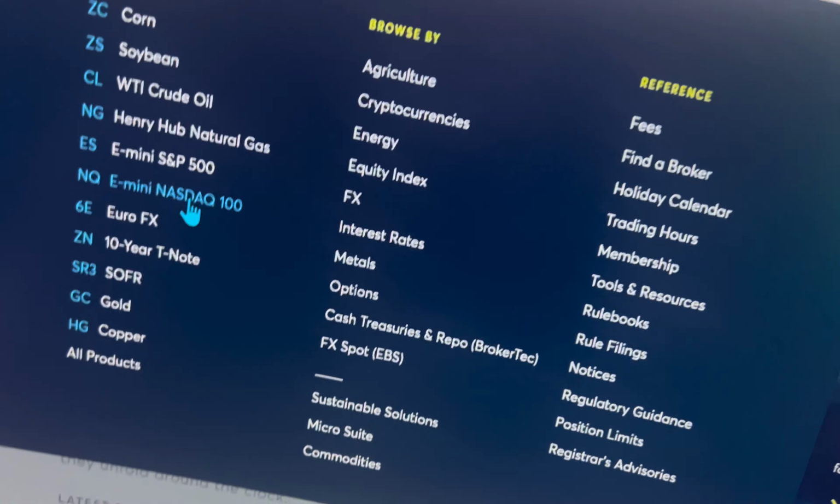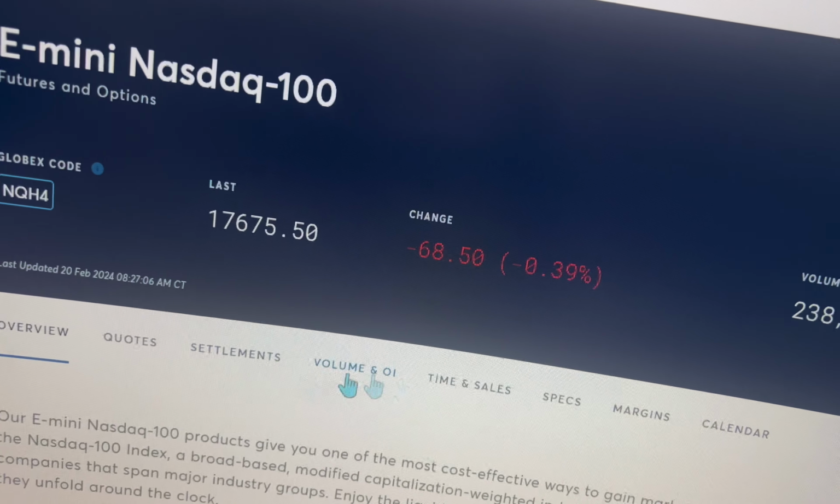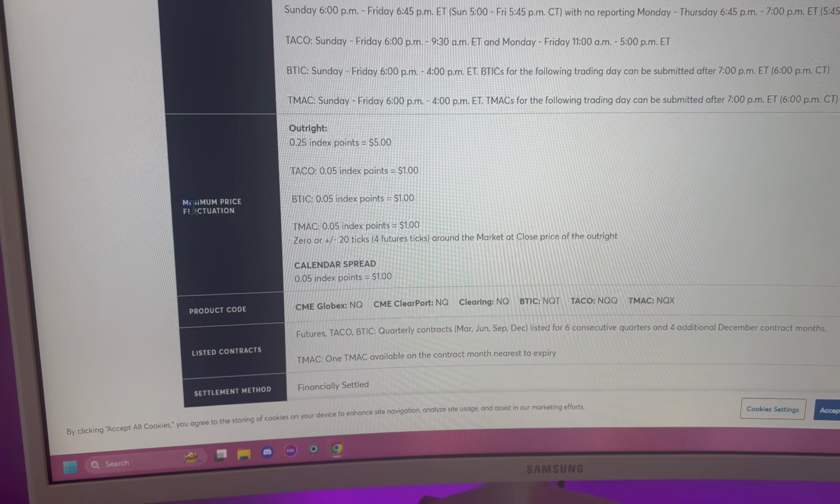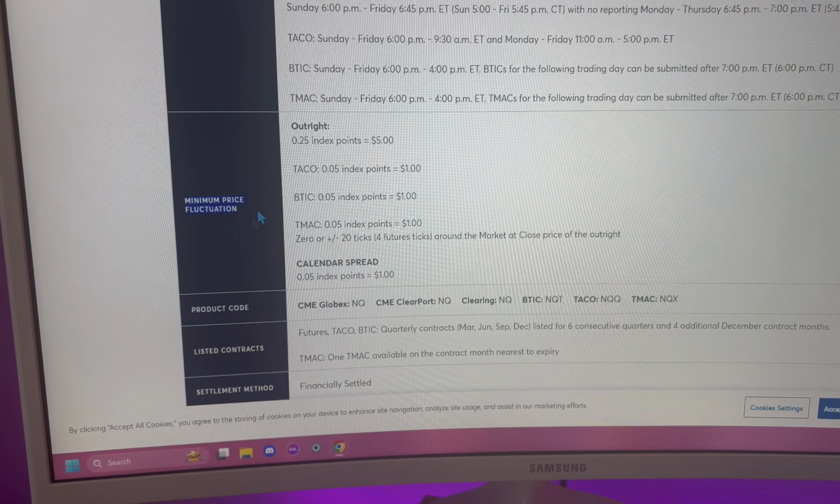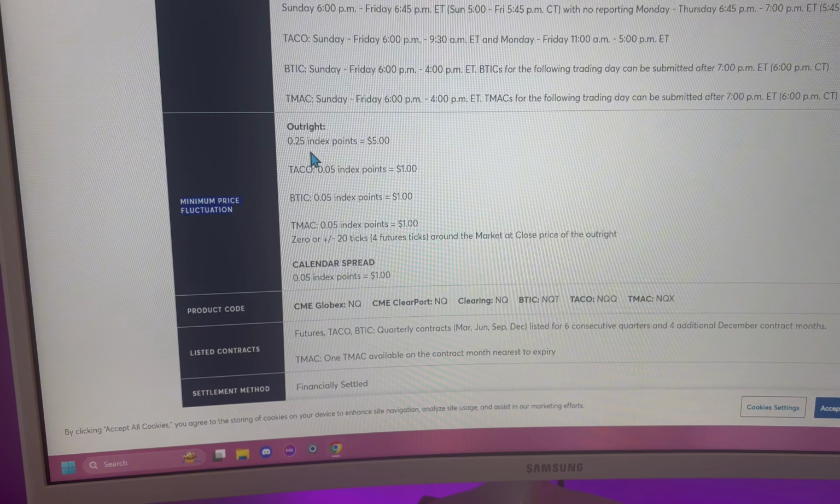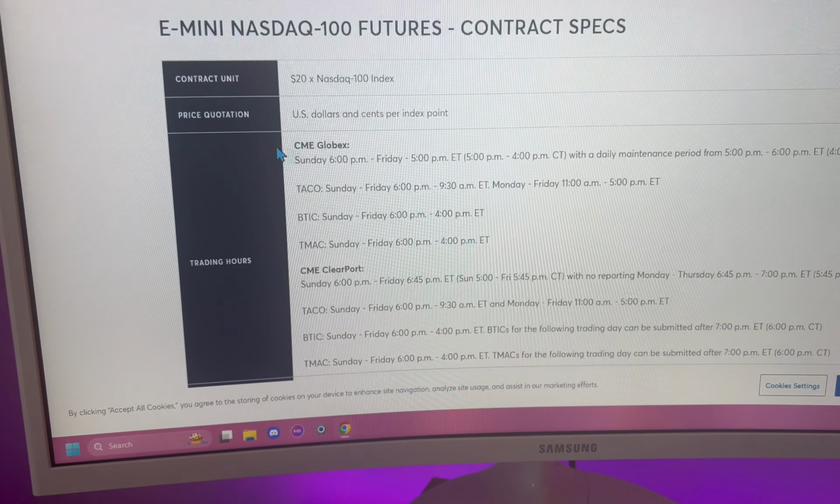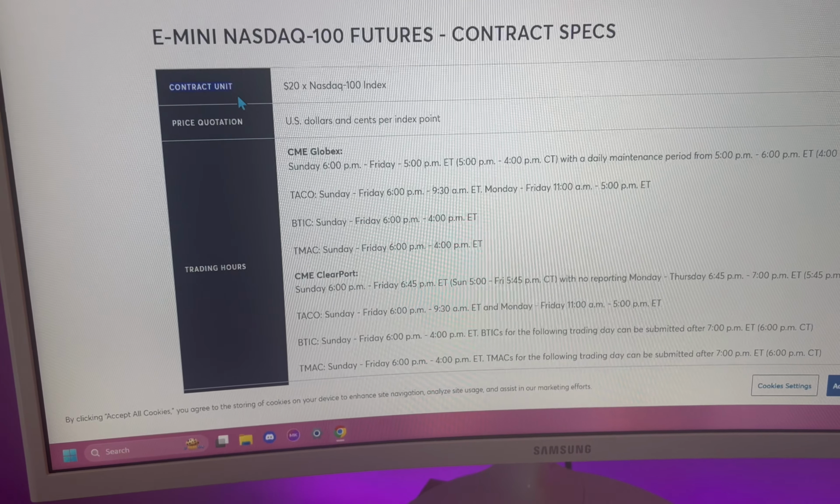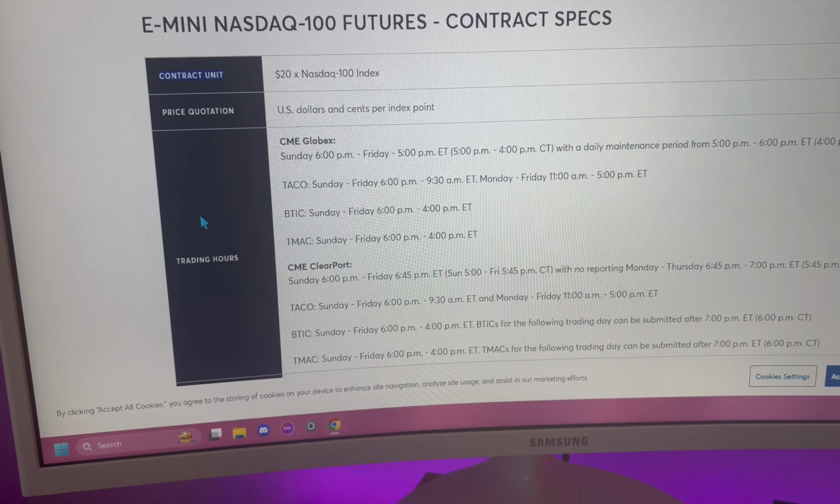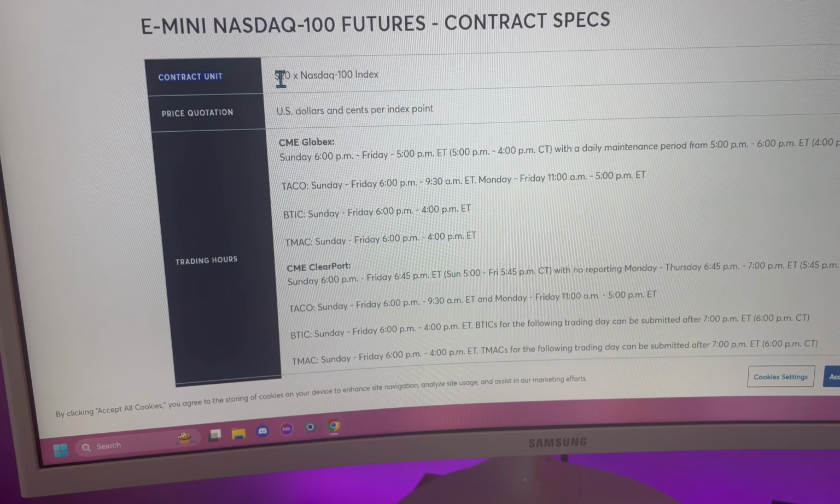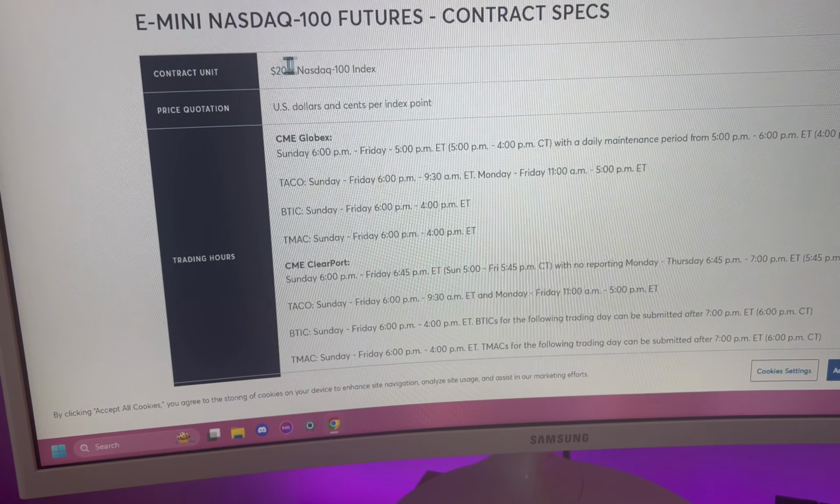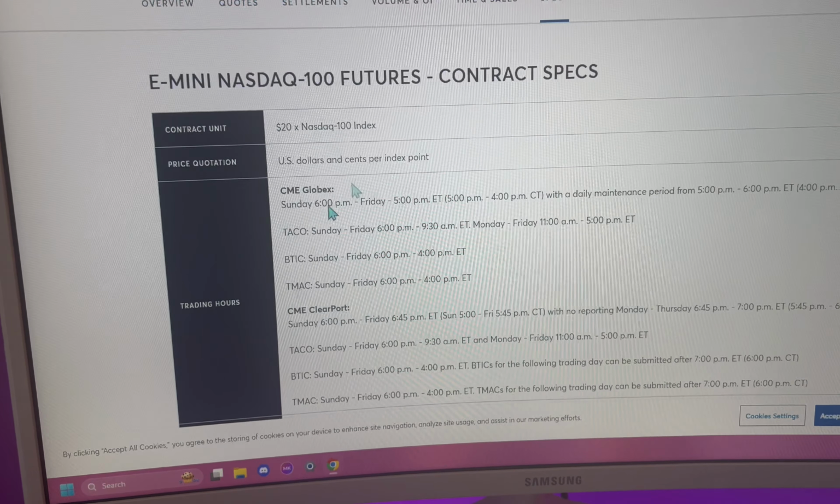Let's say E-mini NAS. You would go to specs where it says minimum price fluctuation. You see it says 0.25 index points, which is the tick, equals $5. And then here where it says contract unit, that's basically the point, pretty much $20. So you know that 1 point equals $20 on the NQ.